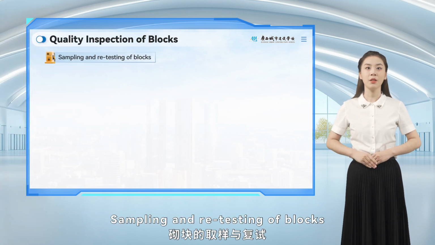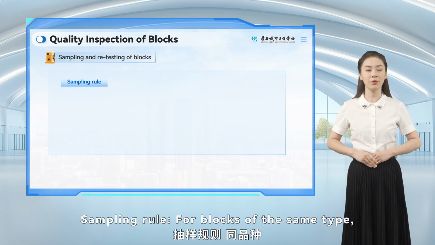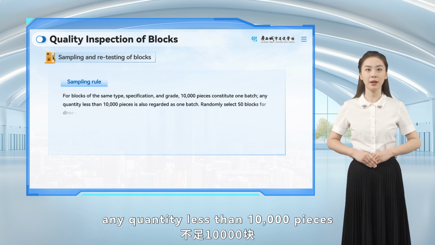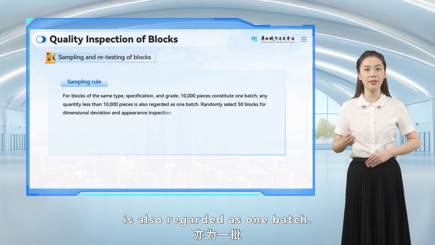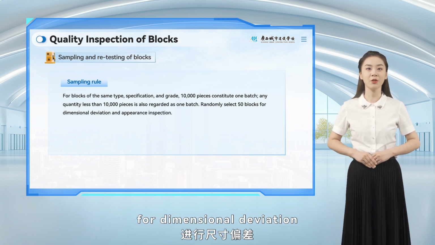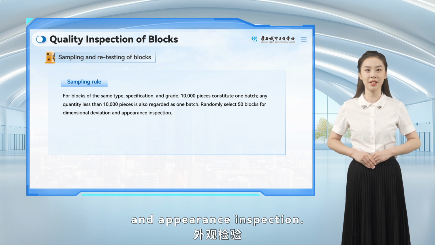Sampling and retesting of blocks. Sampling rule. For blocks of the same type, specification, and grade, 10,000 pieces constitute one batch. Any quantity less than 10,000 pieces is also regarded as one batch. Randomly select 50 blocks for dimensional deviation and appearance inspection.